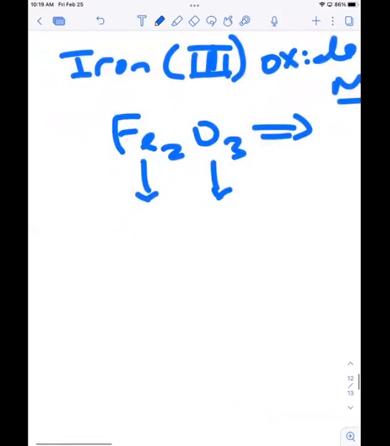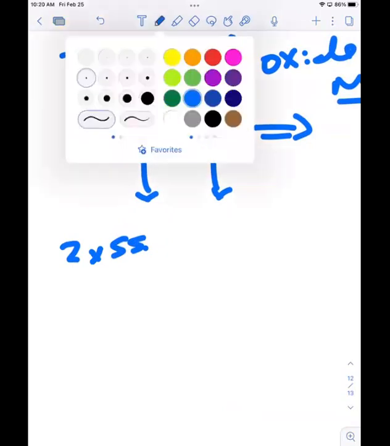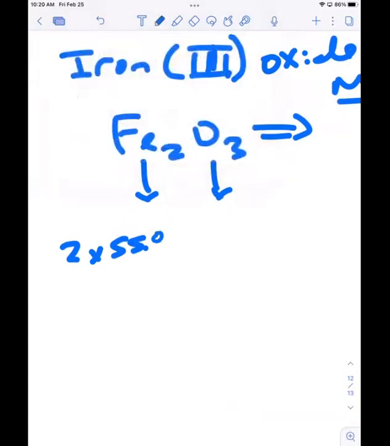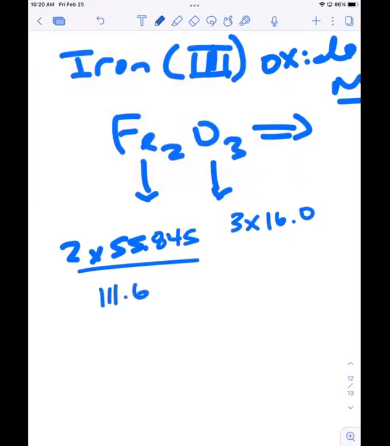Good. So for iron, it's going to be what? 2 times 55.845. I think that's what's on the periodic table. And then for oxygen, it's going to be what? 3 times 16. I always just round that up to 16. All right, so then we got 111.69 for that. And then for this one, 48.